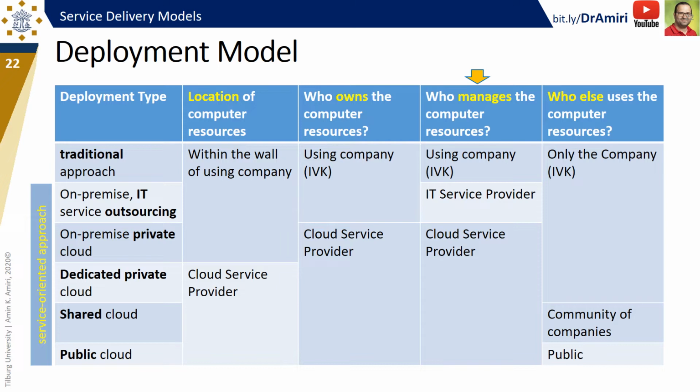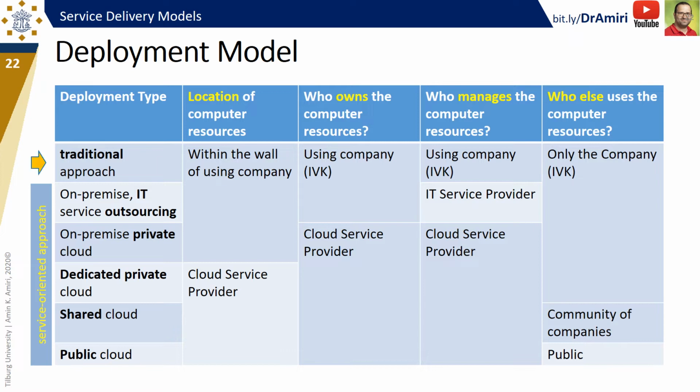The last attribute is who else uses those computational resources. Only the company uses them, or there is a community of companies sharing the computational resources, or the resources are open to the public and are shared by anyone who pays for them.